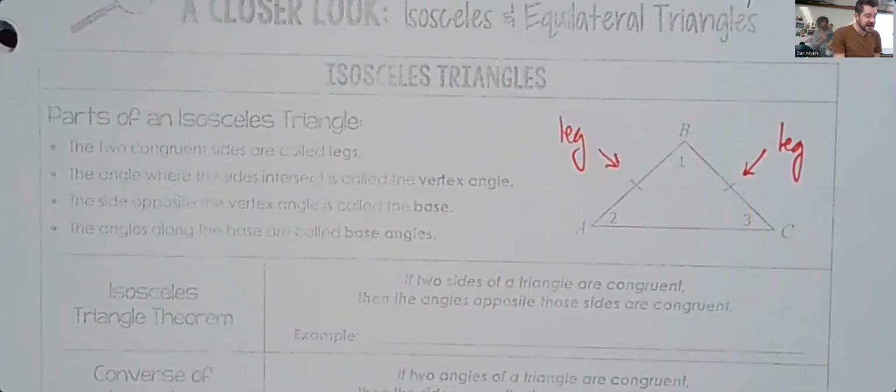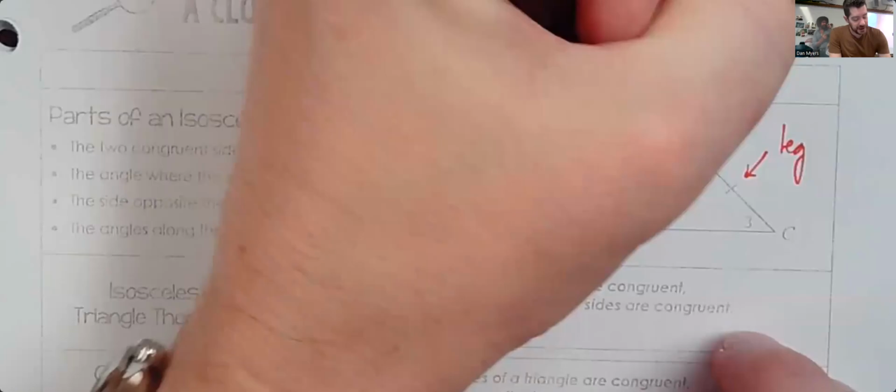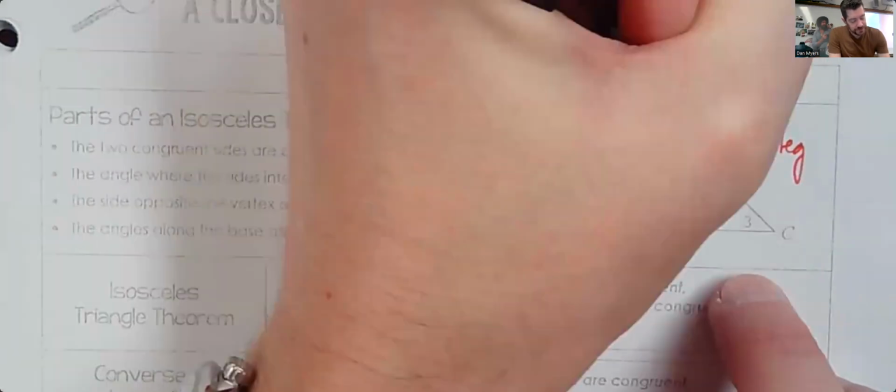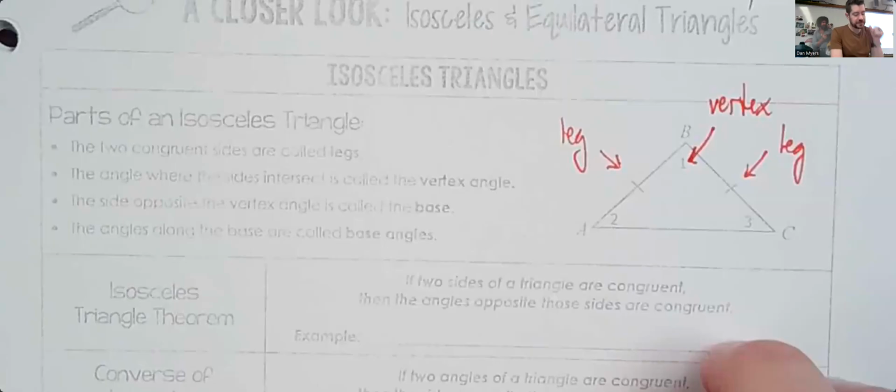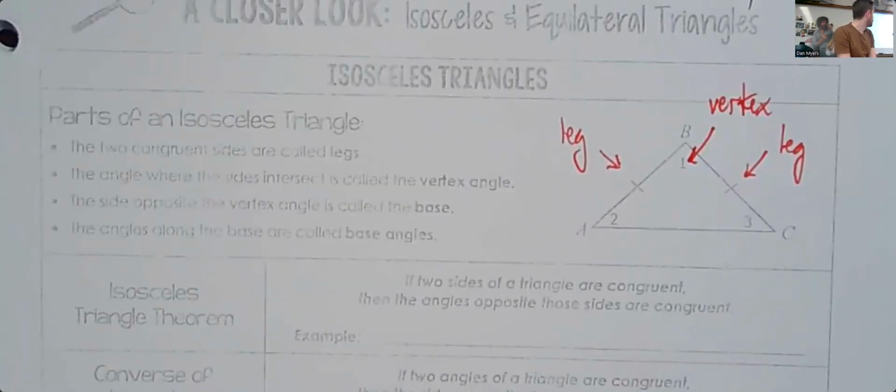The angle where the congruent sides intersect, not just the sides, the congruent sides, is called the vertex angle. So right here, angle number 1, that is the vertex. Only there. So where the two congruent sides meet is the vertex angle. So angle 1 here is the vertex.